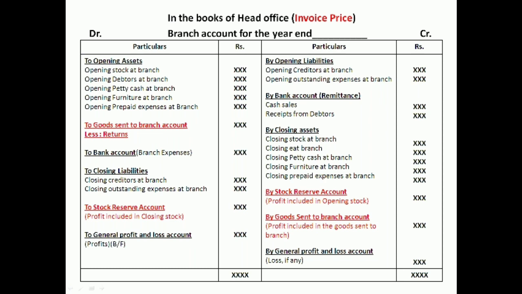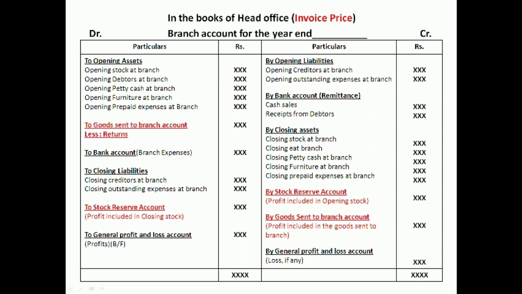So, goods sent to branch account, less which we are going to consider returns. You can minus the return, whatever the goods which will be sent by the branch to the head office, that we are going to deduct, and we are going to write the total here. Next, on the debit side, we are going to consider bank account.